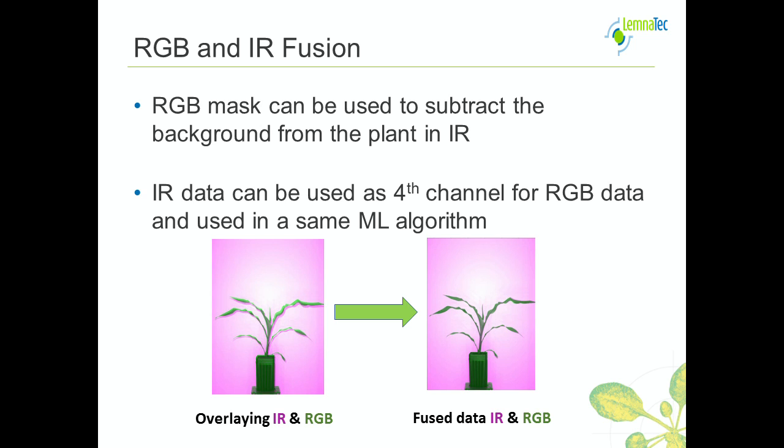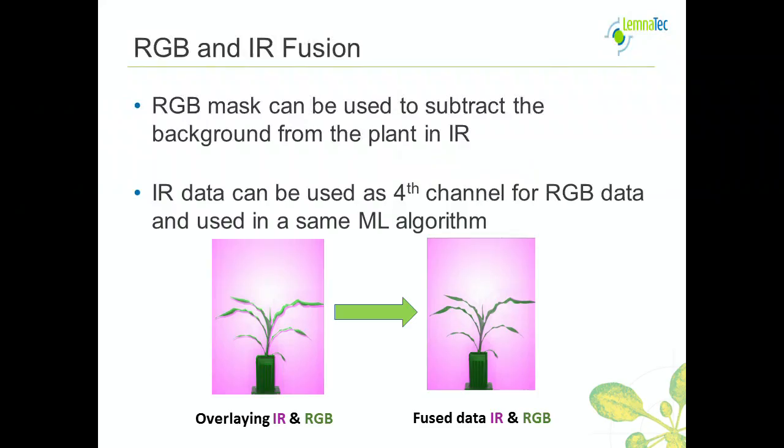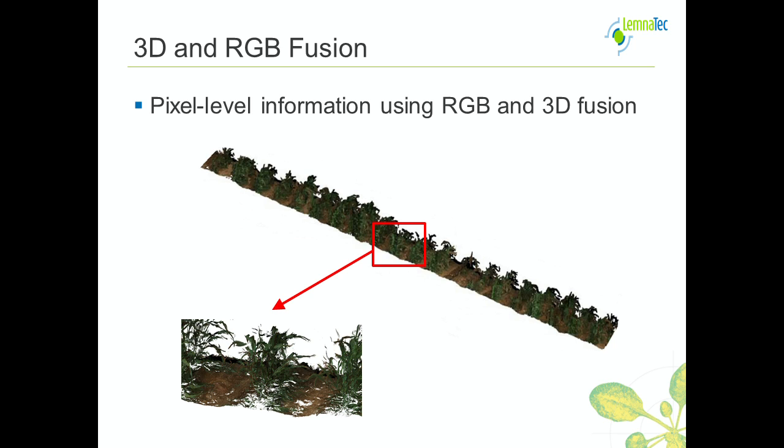Detecting a plant from the background in thermal imaging is hard, especially if you're looking at field data. So it's easier to use the RGB mask in this way to detect a plant from the background. In addition to that, IR data can be used as a fourth channel for your RGB data and used in the machine learning algorithms. So it's not limited just to two dimensions. Even in three dimensions, we can use RGB and 3D fusion.